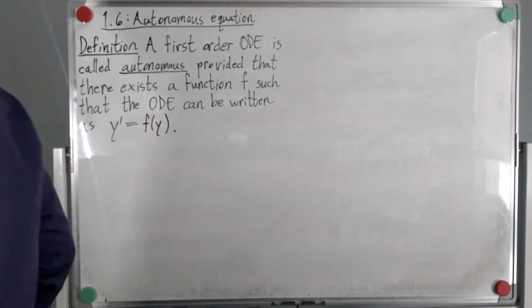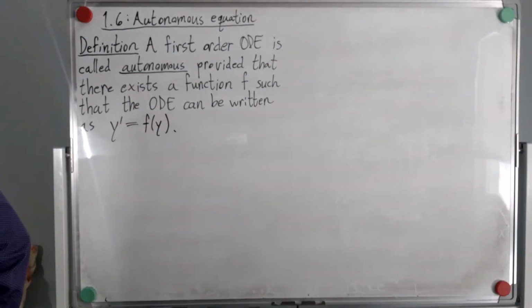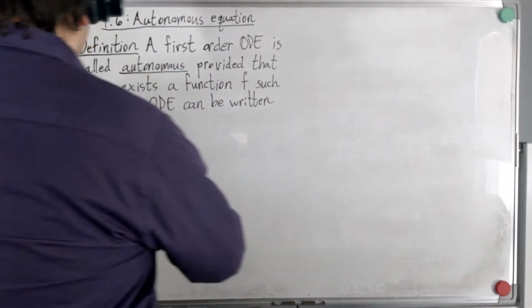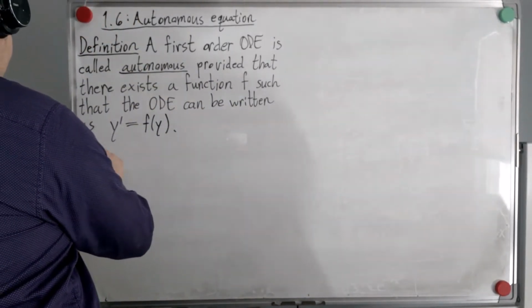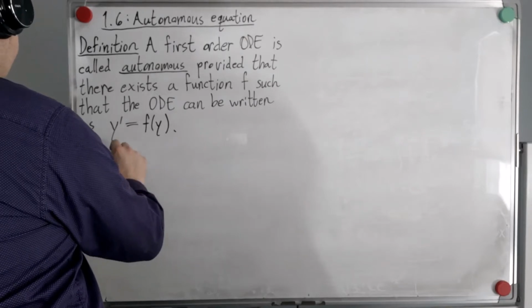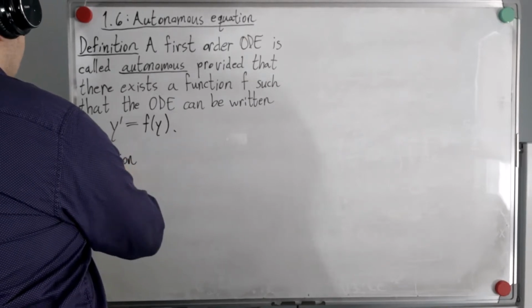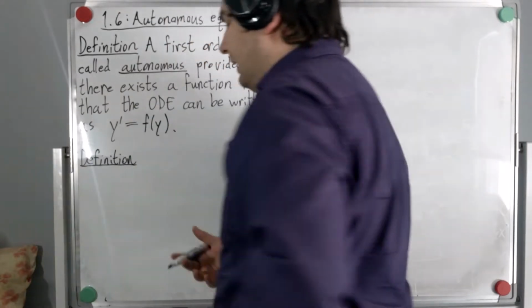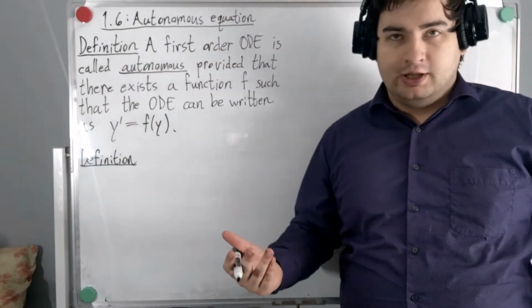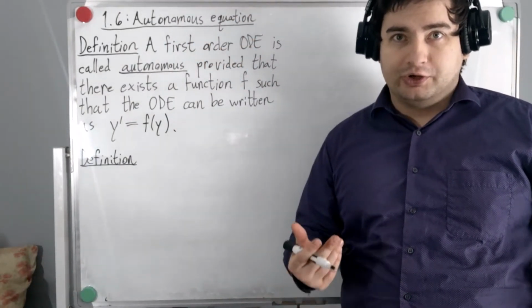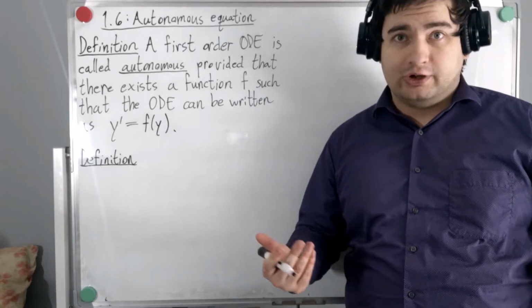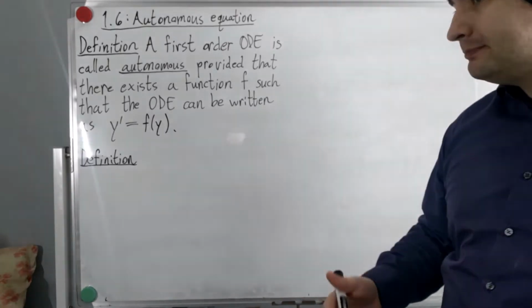So as far as solving these goes, you can always do it by separation of variables as long as you can integrate 1 over f of y. But we're not really interested in solving them so much as diagramming their solutions, at least for today. So when you have an autonomous ODE, there are some solution curves that are going to be more important than others. Those are called equilibrium solutions.